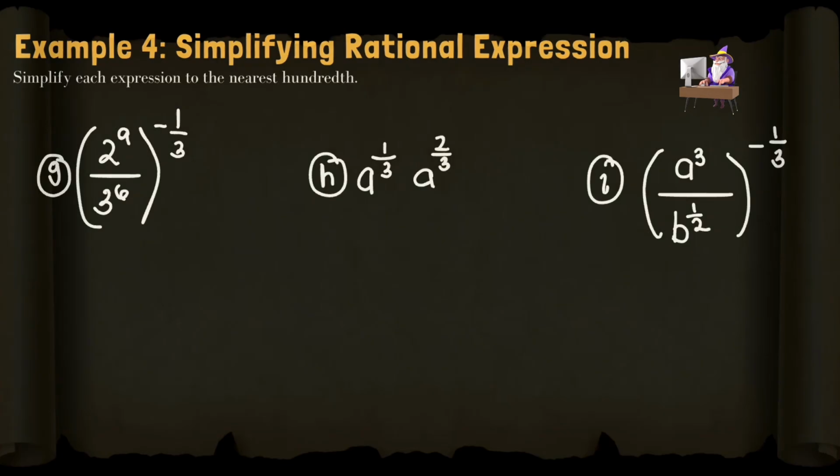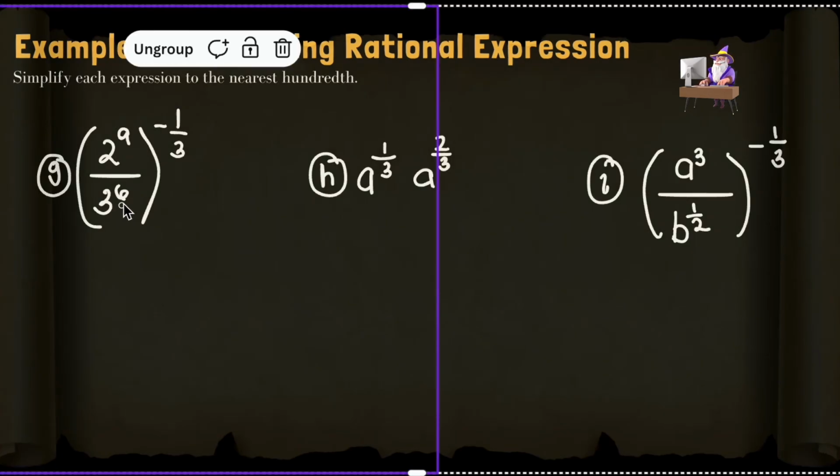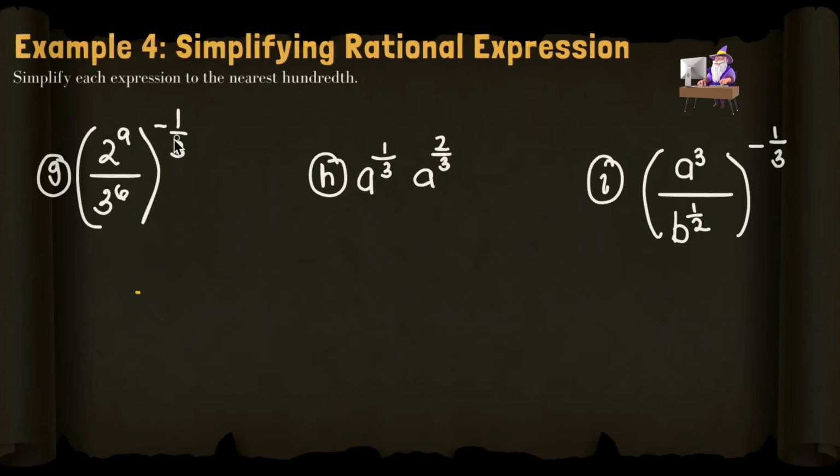And for the final set of examples, for this part, we have 2 raised to 9 over 3 raised to 6 and naka-raise pa siya sa negative 1/3. So in this case, pwede mong i-apply dito yung second power rule for exponents. So ano yung ibig sabihin na second power rule for exponents? Also, we have this 2 raised to 9. Okay, 2 raised to 9, ang gagawin natin, yung 9 dito, i-multiply natin sa negative 1/3. So we have 2 here.